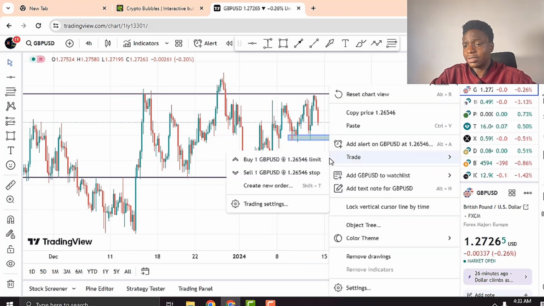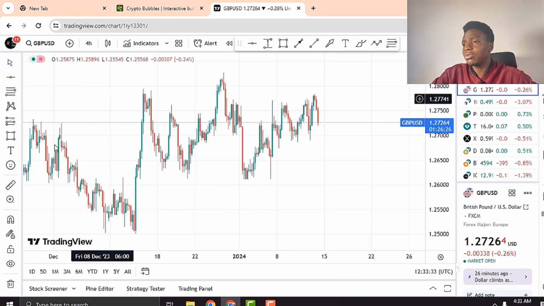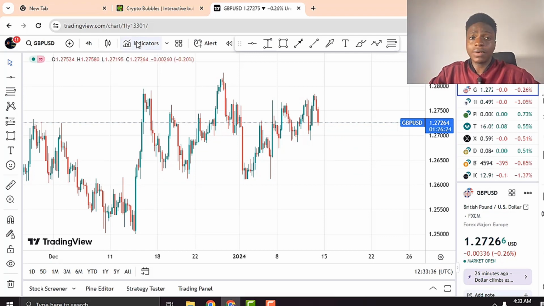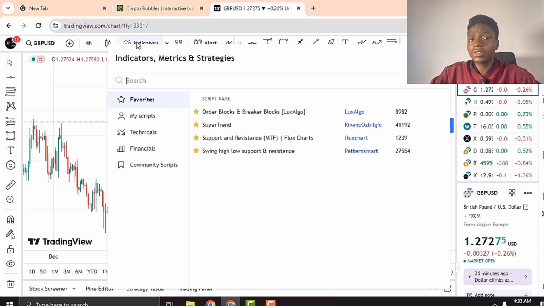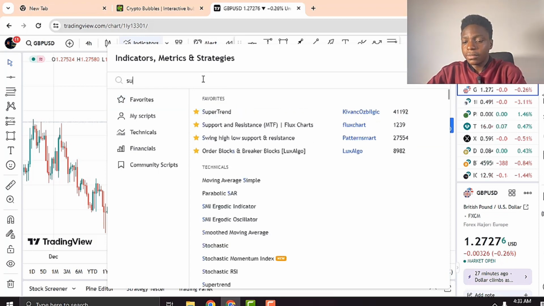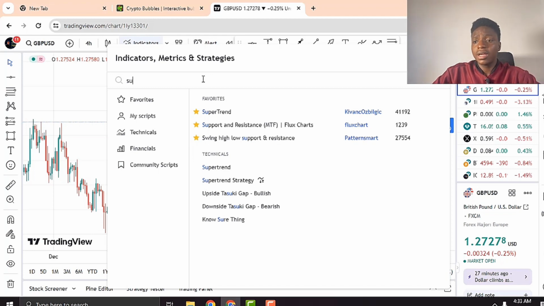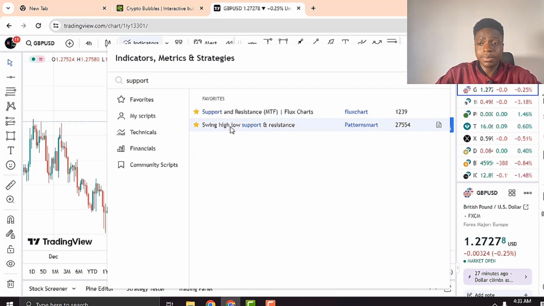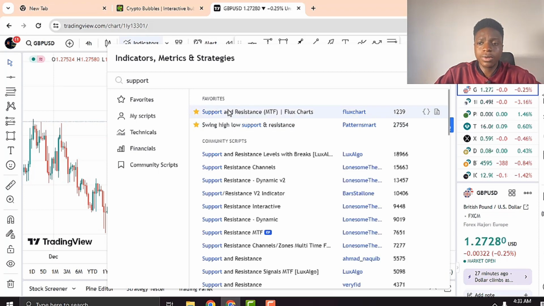Now, let's clean our chart, right? So all you have to do is click indicators, right? You have to click indicators. After clicking indicators, the next place to go is to type support and resistance, right? Support and resistance, right? So once you type support and resistance, this is the one you will click, support and resistance MTF flux chart, right? So you can click that one, right? You can click that one.